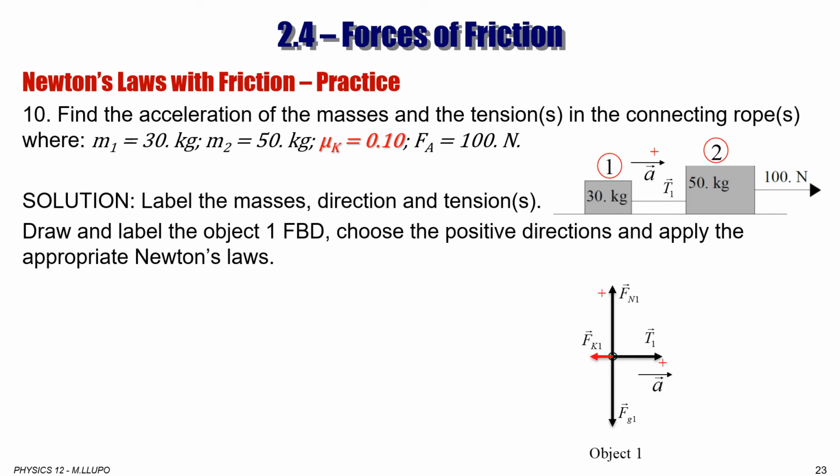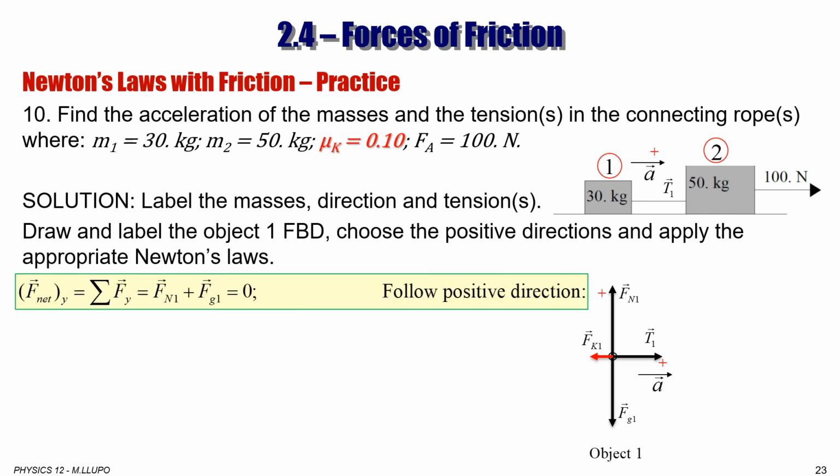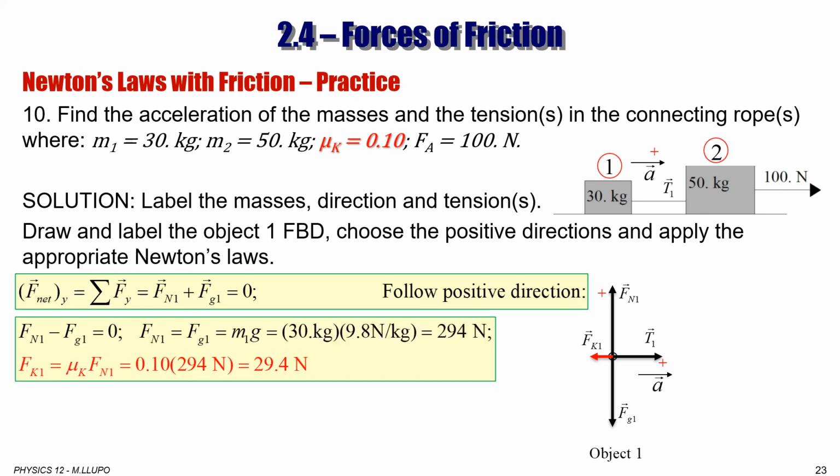Okay. So next we choose the positive direction, and we can say F net, or sum of all forces, is equal to 0 on the y-axis. Why? Because the object is not moving up or down. So it's the first Newton law on the y-axis. So Fn1 plus Fg1 is equal to 0. So Fn1 is equal to Fg1, but Fg1 is equal to m1g, and now we can use it, because we need Fn1. Remember before, we didn't use Fn1, but we can use it now. So the answer will be 294 Newton.